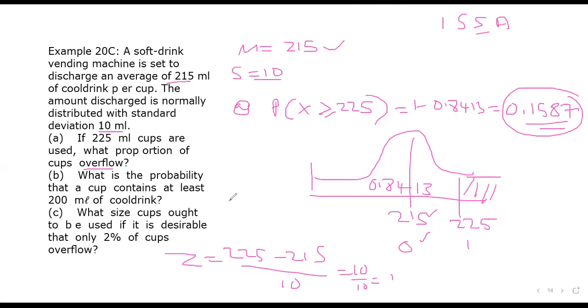So 225, using ISA, we illustrate, we shade because overflow, we standardize 225. Using this formula, x minus mean over standard deviation, in standardize we got 1. So 1 is equivalent to 0.8413. Because the shading is small, we're going to subtract from 1. So 1 minus 0.8413 will be 0.1587. You can leave it like that, or proportions usually are in percentages. You can simply say 15.87% if you want. The same.